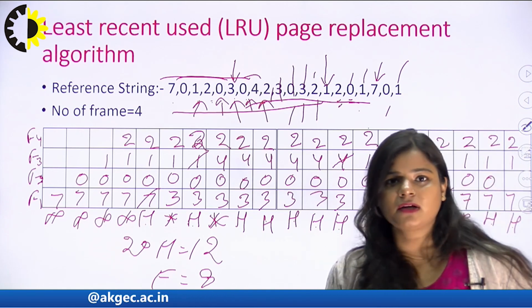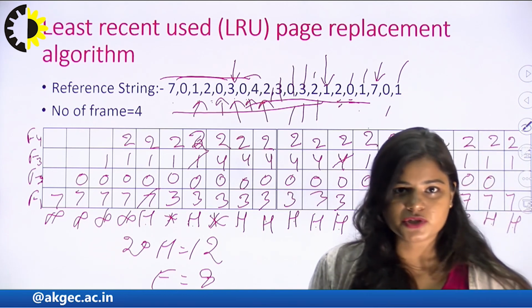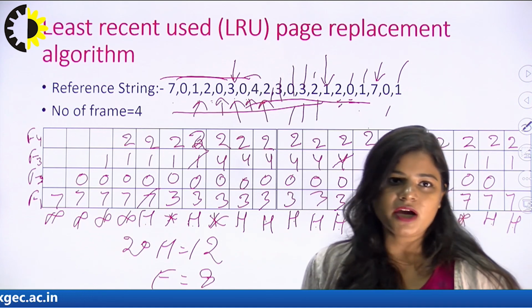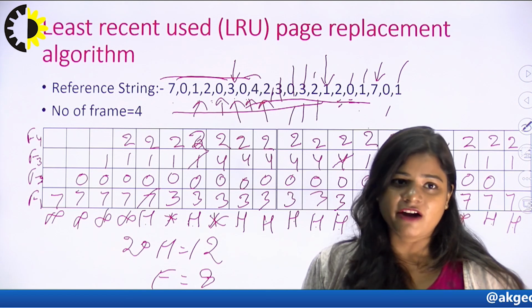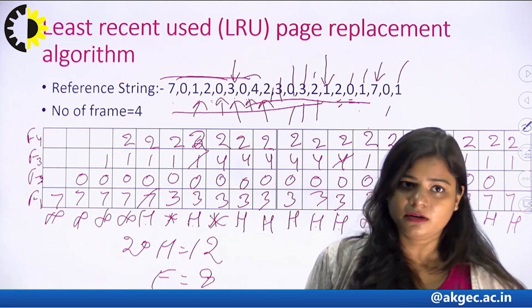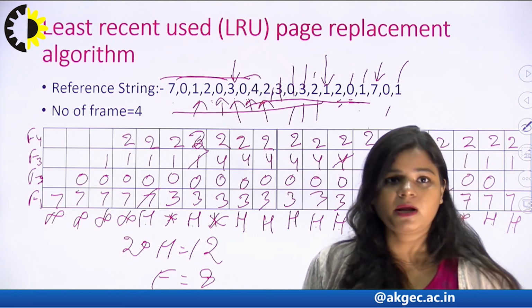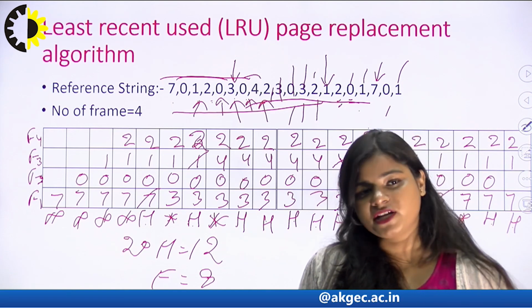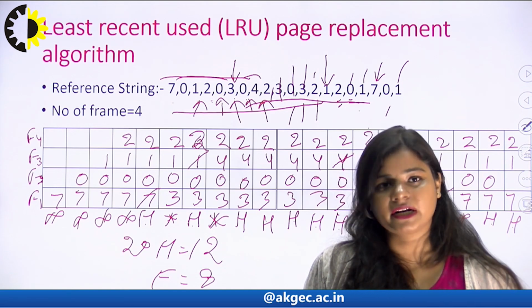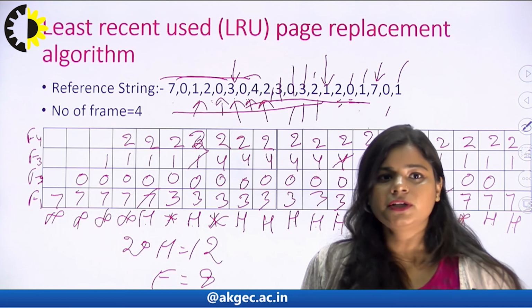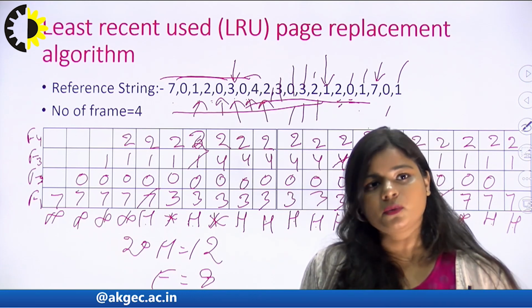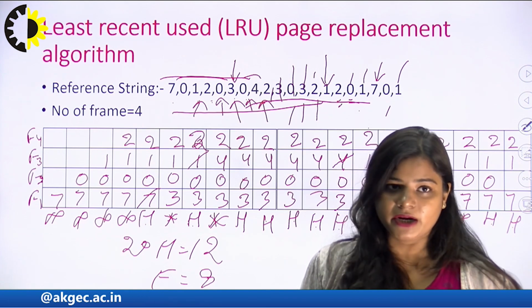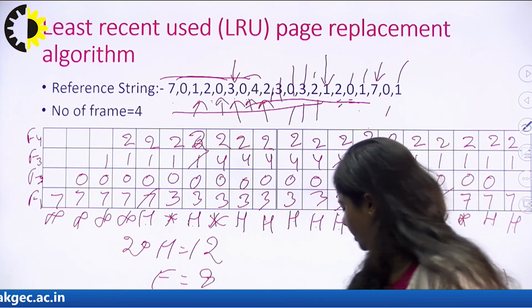So we have to calculate the hit ratio and miss ratio. I have told you the formula. I am just repeating it again. For finding out the hit ratio, you have to use number of hits divided by total number of references multiplied by 100. And again for finding the fault ratio or miss ratio, you can use number of faults divided by total number of references multiplied by 100. And you will find out the answer.